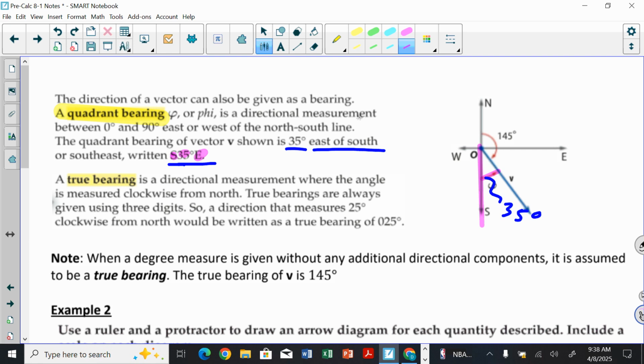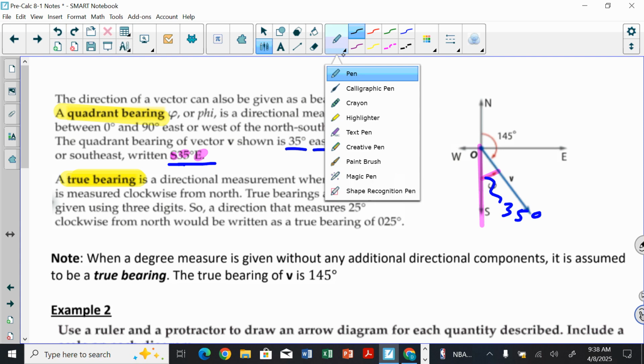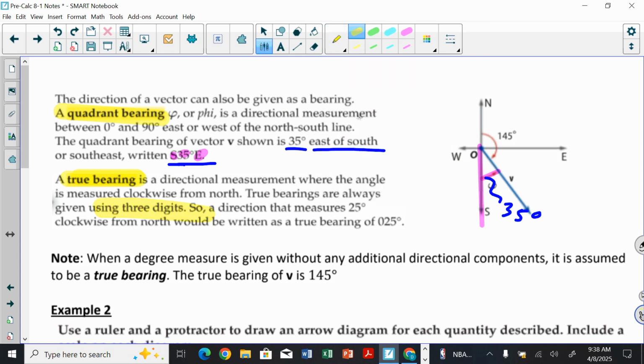A true bearing is a directional measurement where the angle is measured clockwise from the north, okay? So if they don't tell us anything, then we assume it's true bearing, that we go from up here from the north. So we would look at this one and say, oh, true bearing from the north that way, okay? So that's what we would do there. With true bearings, we always write it in 3 digits. Just something to think about. Always using 3 digits because we're assuming it comes from the north.